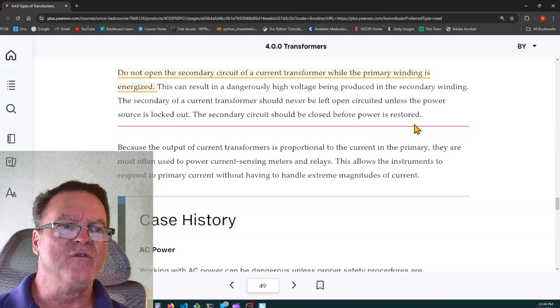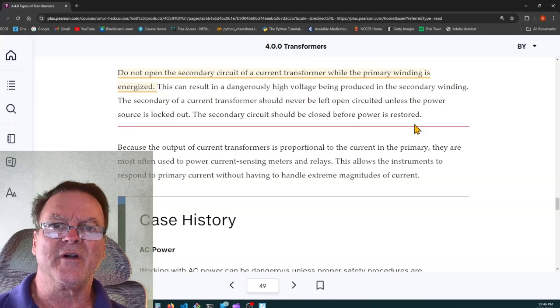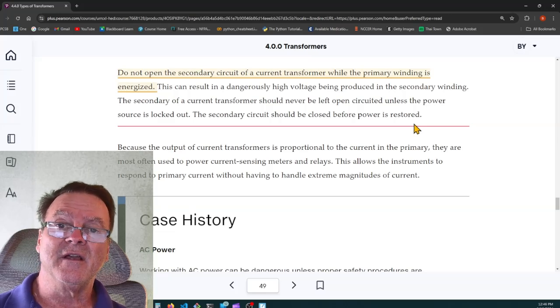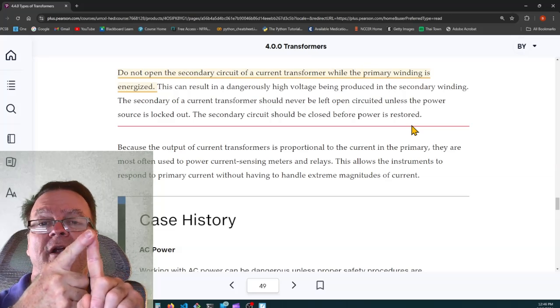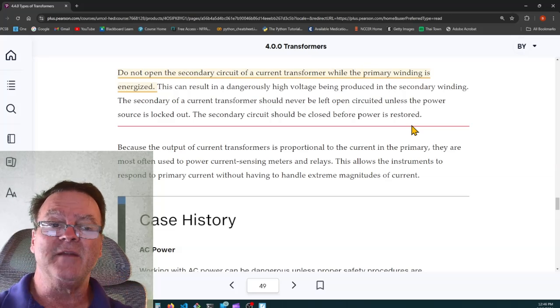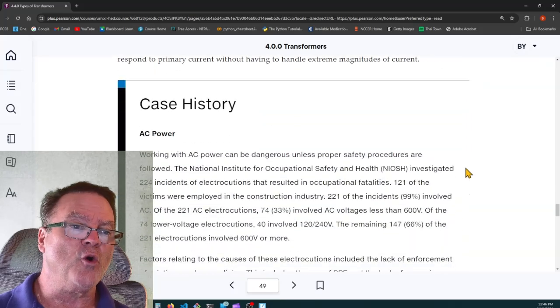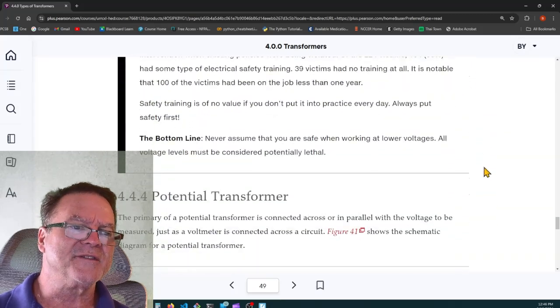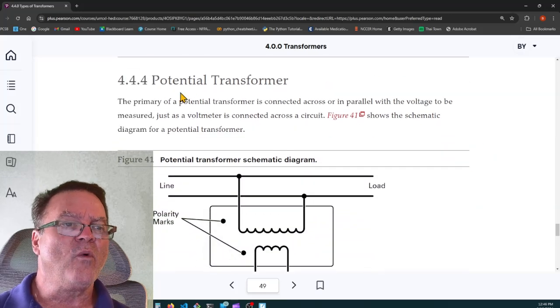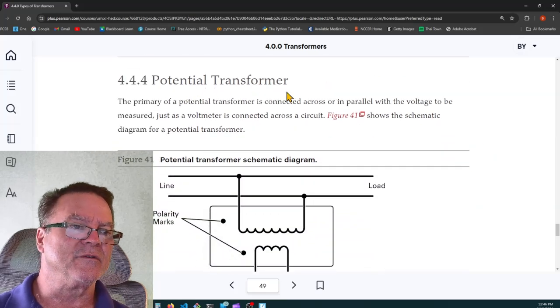If you ever remove a meter and the wires are going to a current transformer in a panel, you need to short the secondary side. You need to take those two wires and put them together underneath a wire nut or a lug or something. They need to be shorted. You can't leave them open. I'm not going to read the case history. You can read that.